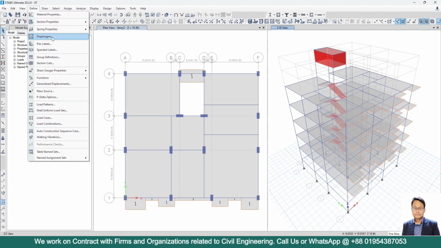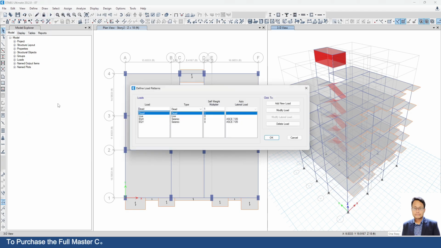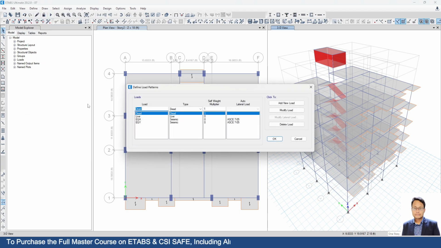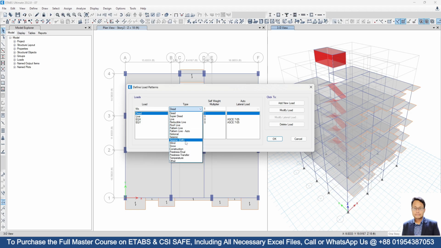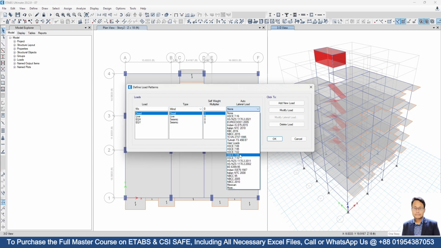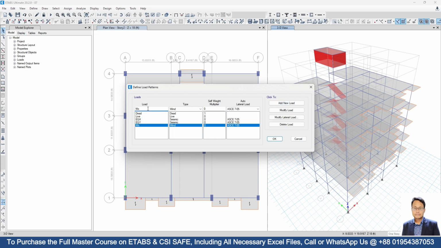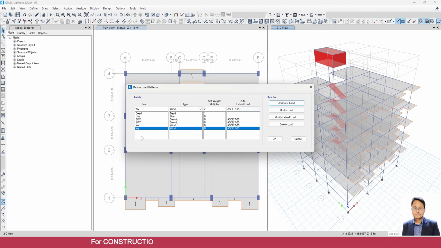At first go to define, then go to load pattern. Here I will write WX, that means wind in X direction. Under type I will select wind. Auto lateral load I will take ASCE 7-05. Now click on add new load. For wind Y, just change the name and again click on add new load.